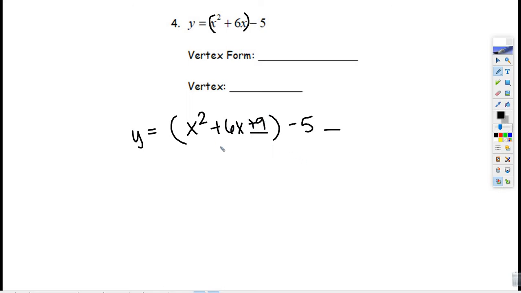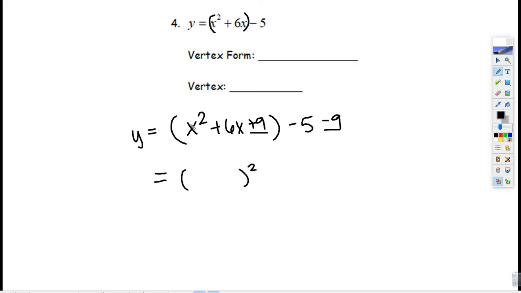Now remember, we can't just go into an equation and just add 9 and it be the same. So we want to zero that back out, and 9 minus 9 would be 0. Notice if I tried to simplify this right now, it would return me back to this equation. 9 minus 9 is 0, so I would be left with x squared plus 6x minus 5. That's how I know I didn't change this equation.